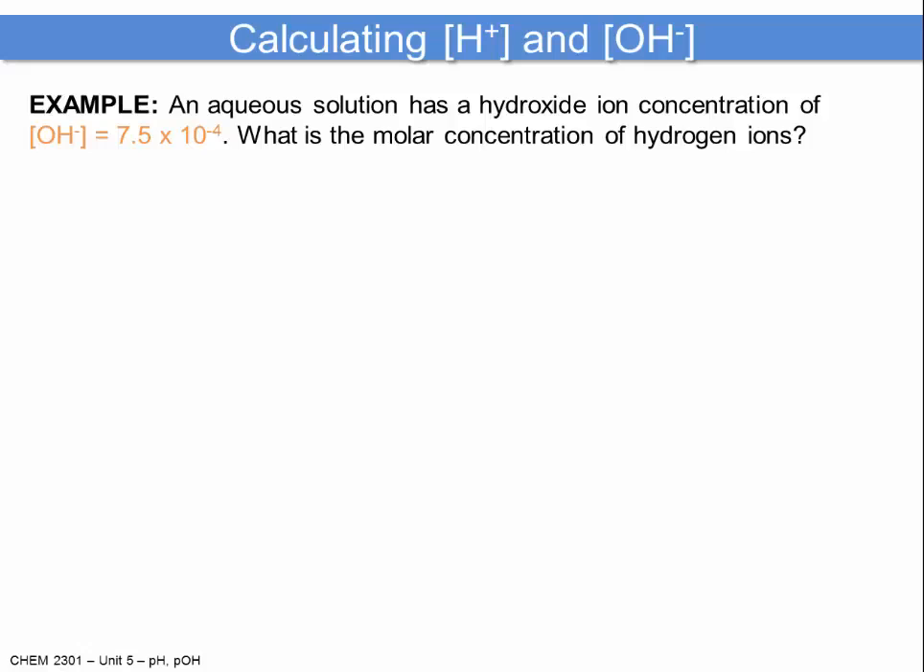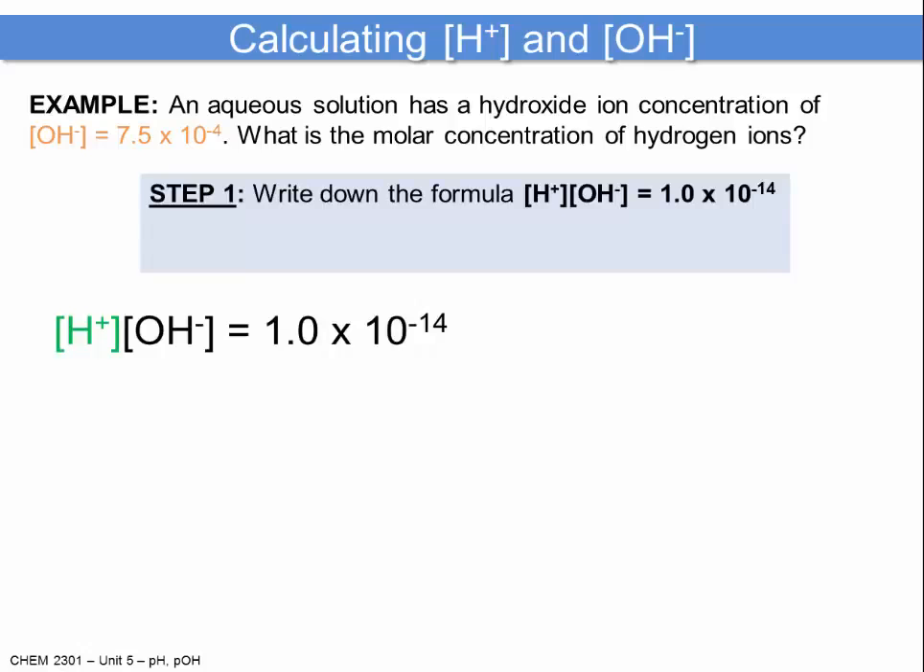In order to do this, we need to do a few steps. The first is write down the formula. Hydrogen concentration times the hydroxide ion concentration is equal to 1.0 times 10 to the negative 14, as shown here. The second step is rearrange to isolate what you're trying to find. In this case, the question is asking us the concentration of the hydrogen ions. We want to rearrange the equation shown here in order to calculate and isolate the hydrogen ion concentration.